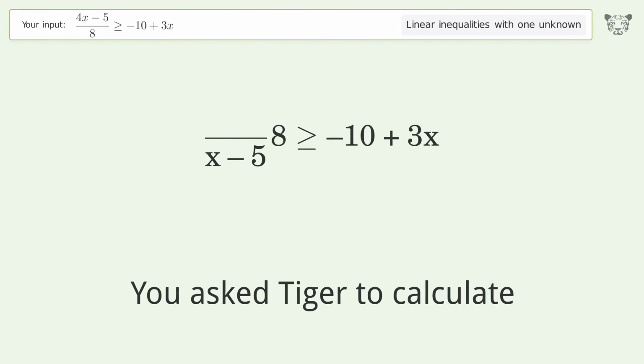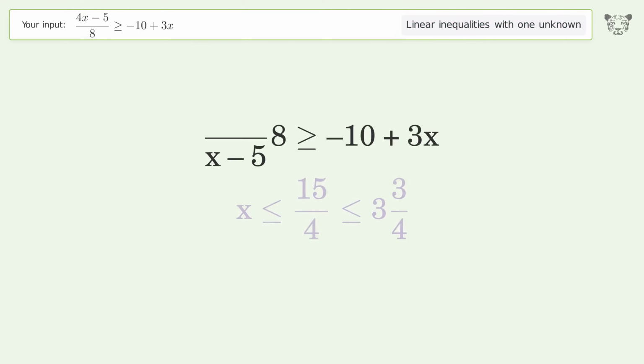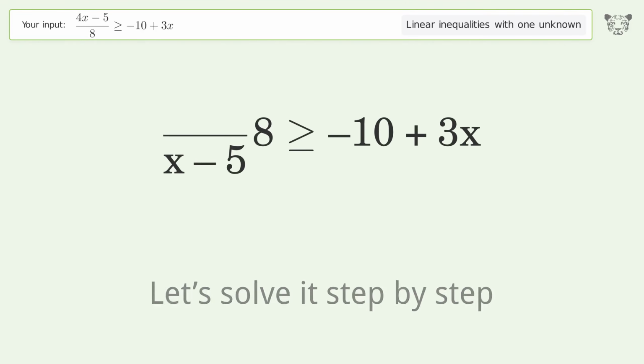You ask Tiger to calculate. This deals with linear inequalities with one unknown. The final result is x equal or smaller than 15/4 equal or smaller than 33/4. Let's solve it step by step.